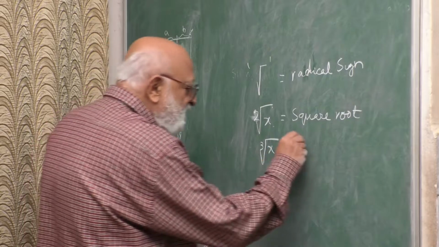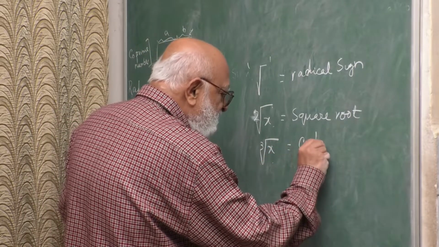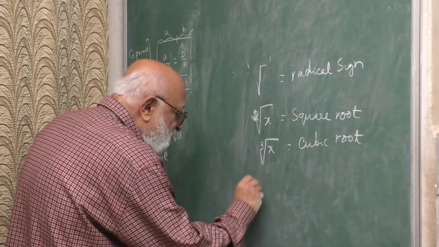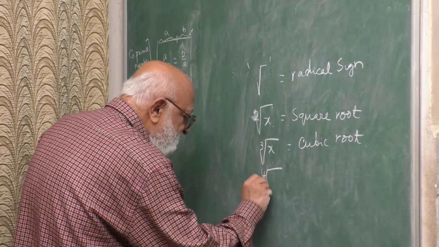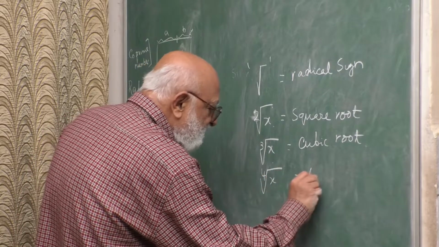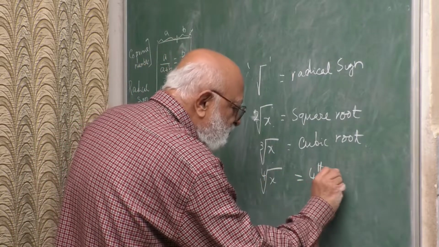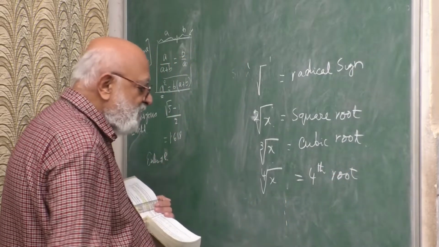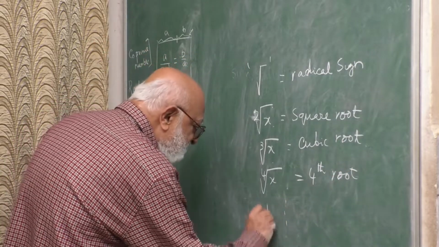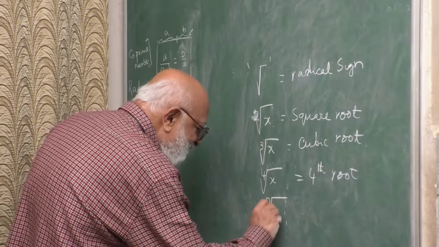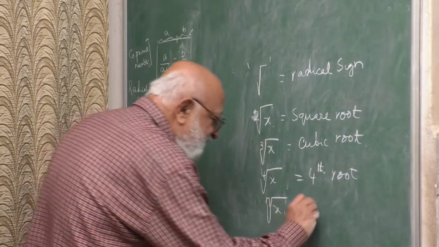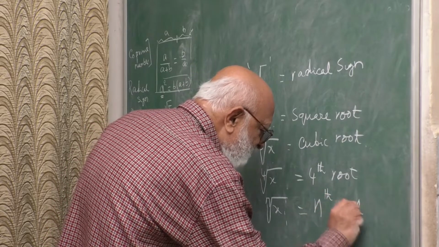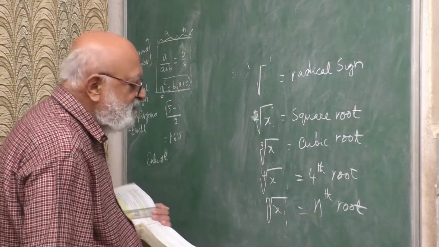So that will be the cubic root. Now if I write 4 here, that will be the fourth root. So you can continue. And ultimately you can also write n here and x, so this is the nth root. So for the nth root, you put anything, that will be the nth root.